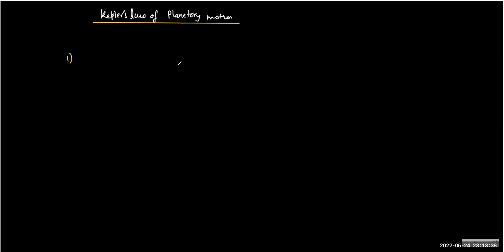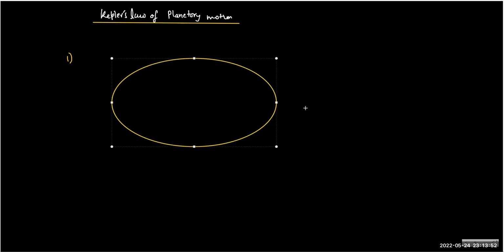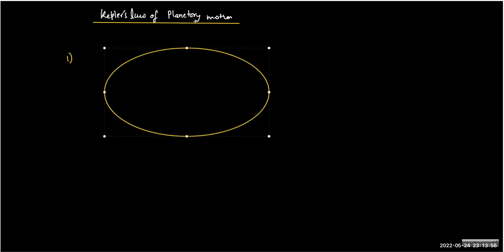Before I give you the concept of Kepler's law, I will teach you a bit about the properties of an ellipse. Before we start, we have to study something called maths. An ellipse is a shape like this, and an ellipse can be drawn in two ways.